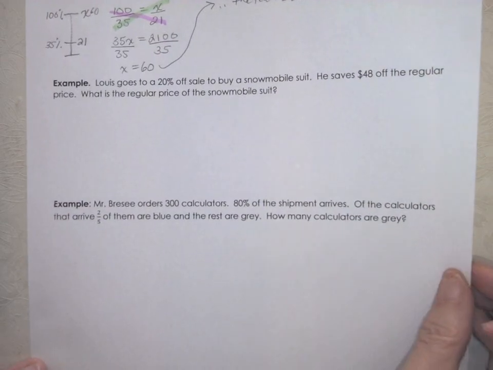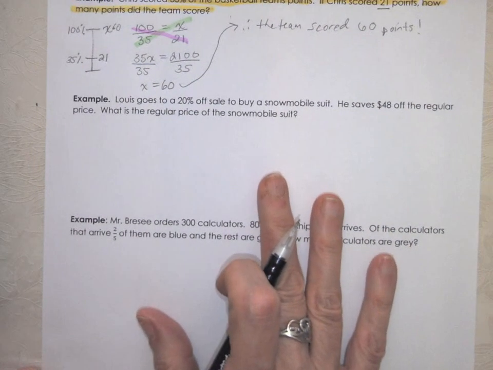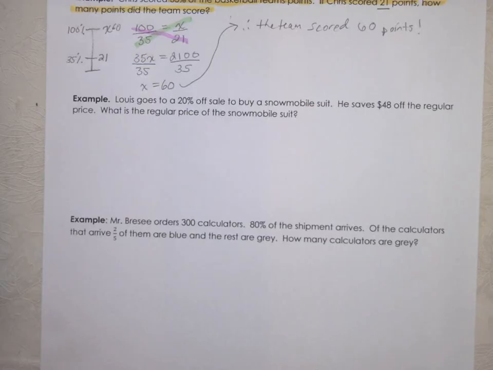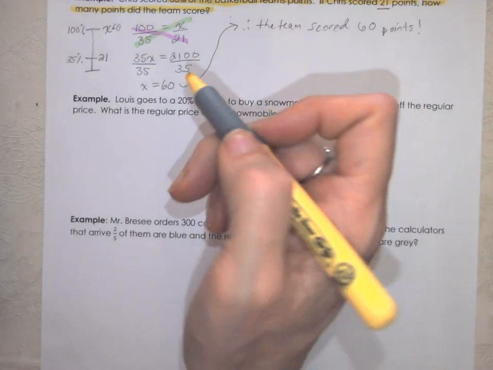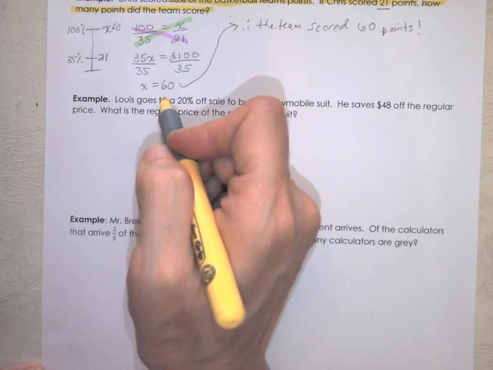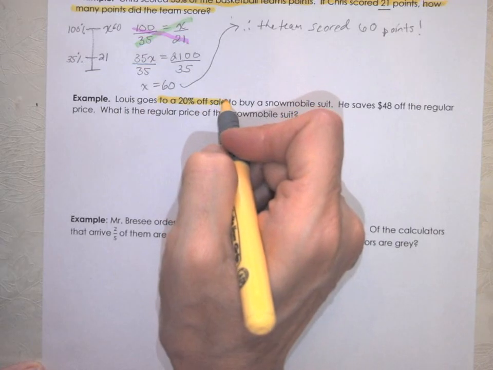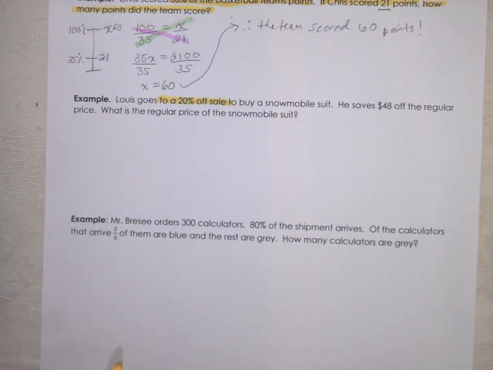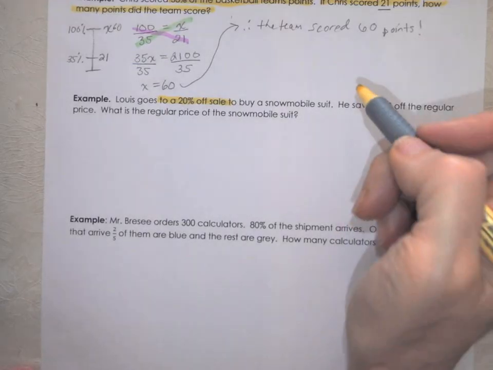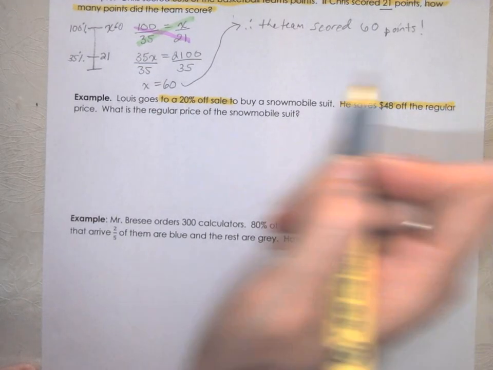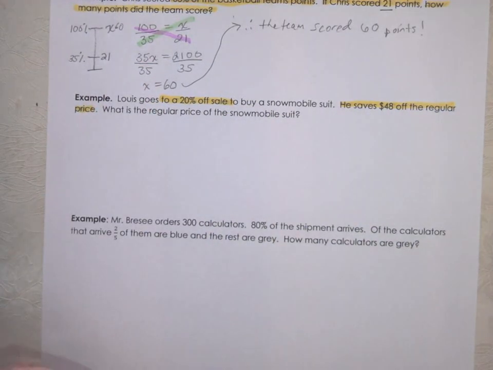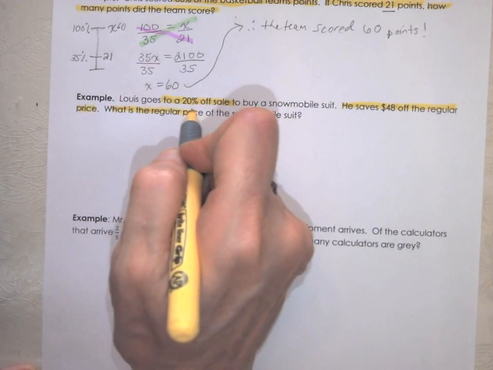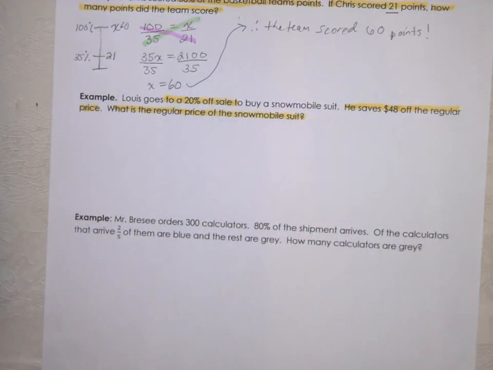All right, another type of question you could get. So this is Louis this time. Louis goes to a 20% off sale. So he's saving money to buy a snowmobile suit. He saves $48 off the regular price. What is the regular price of the snowmobile suit?